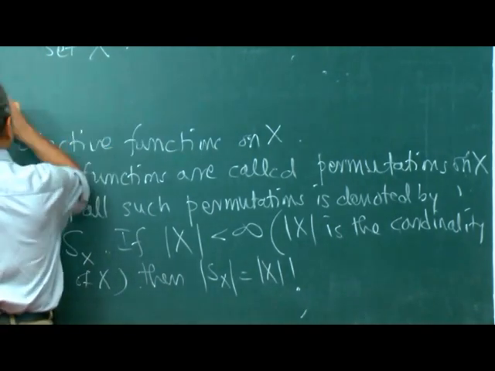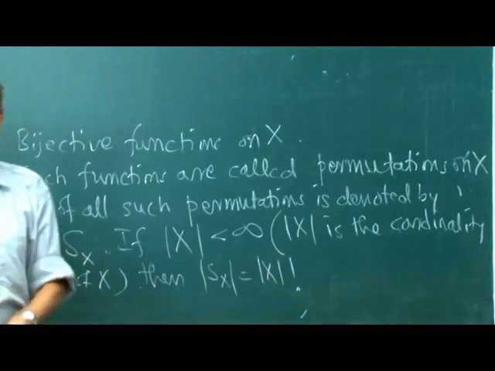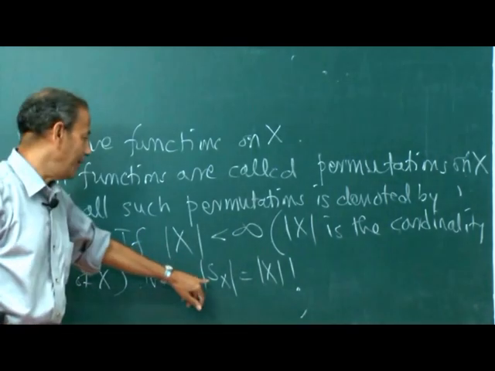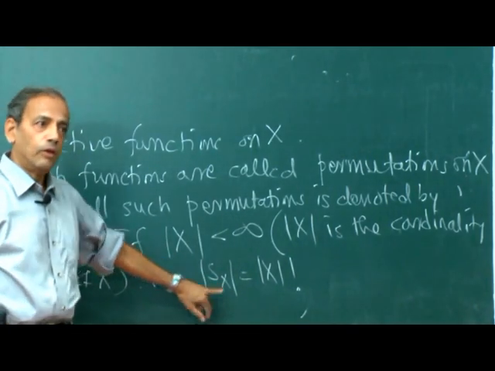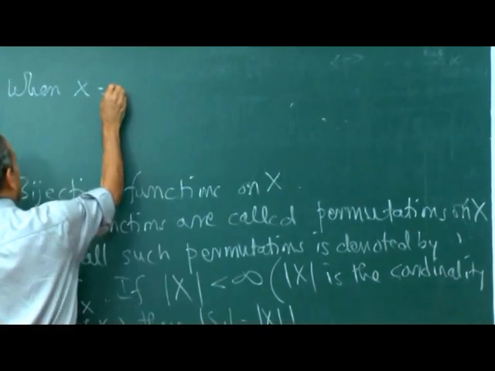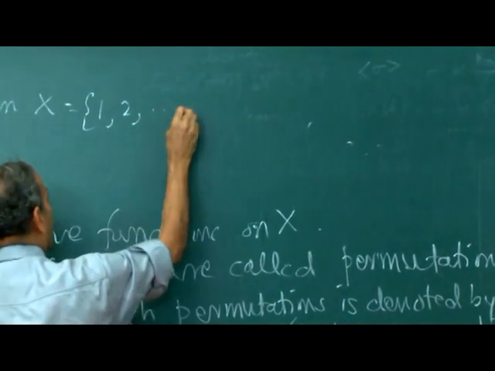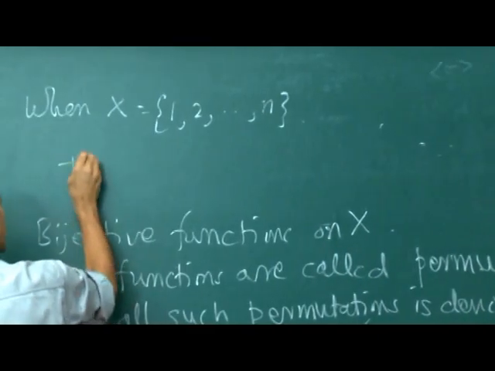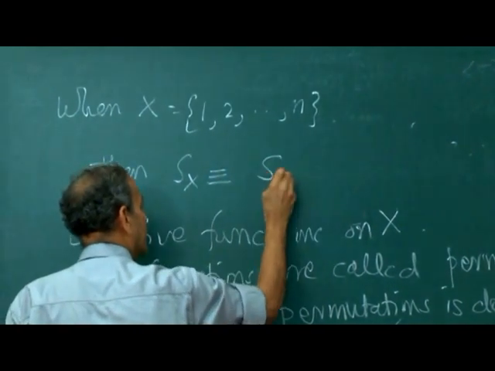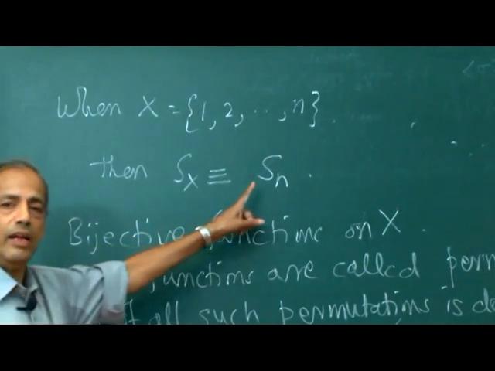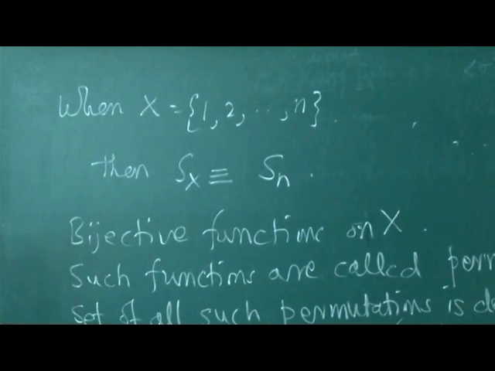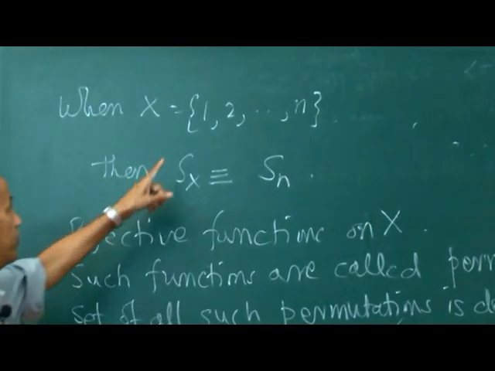Once we have this set X, most of the time we will concentrate on X being finite. So we are looking at S sub X where X is finite. When X is the integers 1 up to n, we denote S sub X by S n. So S n is the set of all permutations of letters 1 to n.